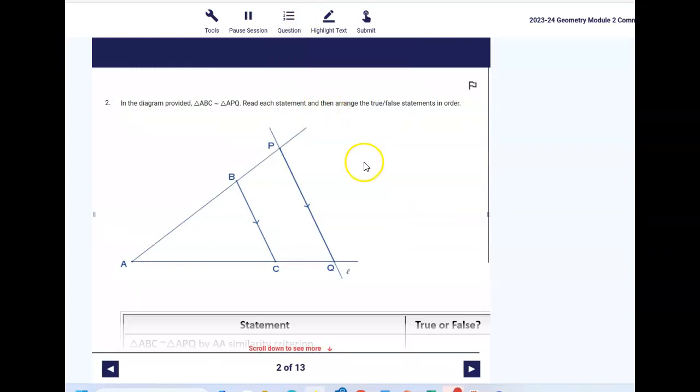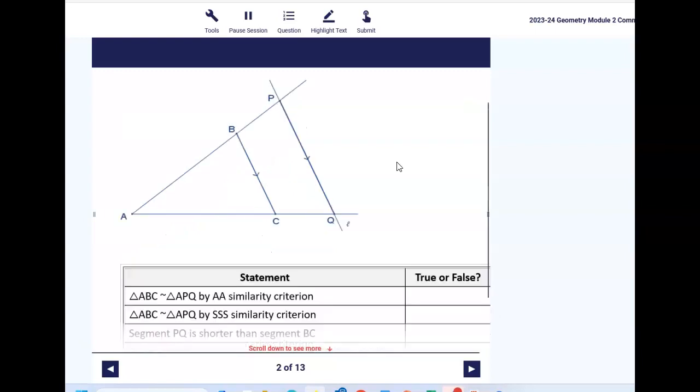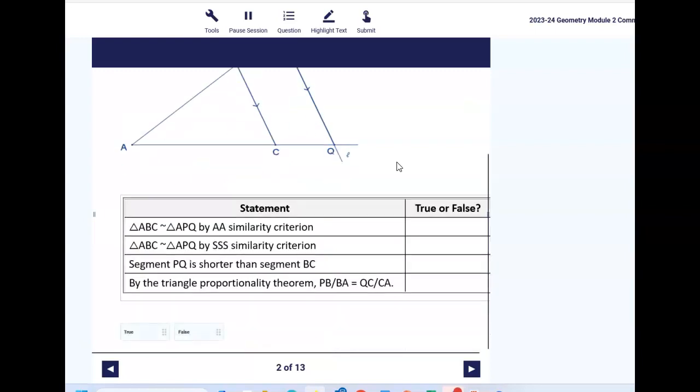Question 2. In the diagram provided, triangle ABC is similar to triangle APQ. Read each statement and then arrange the true-false statements in order. So they would like you to write true or false after each of these statements.